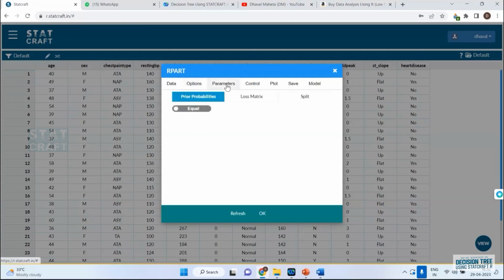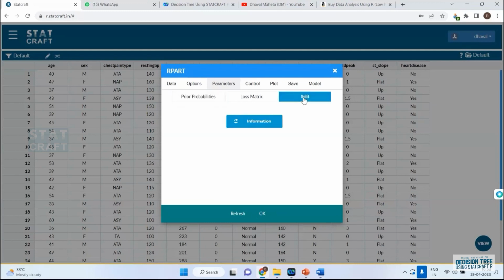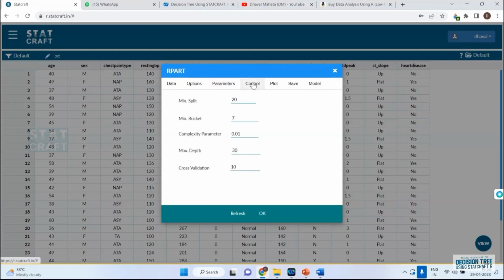The parameters which I can change, needless to say, are whether I'm giving equal probabilities or custom probabilities. I can choose equal or custom, whatever I want from here, but I'll keep things equal. Splitting: how do I want to split? Do I want to go for information gain, Gini, or information? Let's keep the information gain ratio. Let's talk about the control.